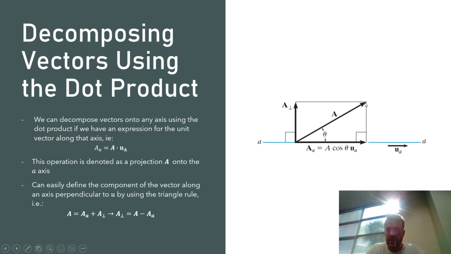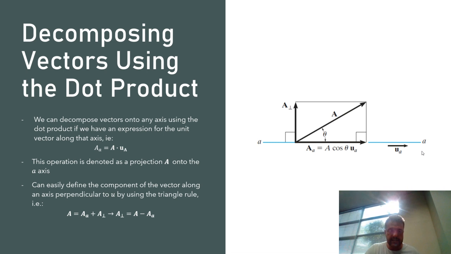And the way I show that is by dropping a perpendicular to the axis of interest, which in just this case is the A axis. What we notice is that I can always find the projection of this vector onto this axis by simply taking a dot product of the original vector with a unit vector along that particular direction.